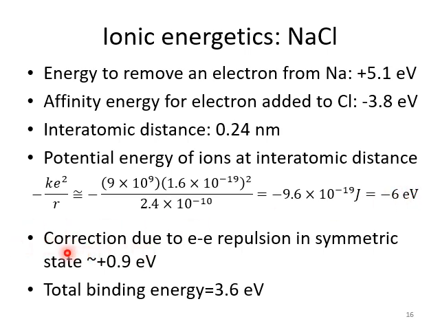We do have to make an additional correction because in this system, when we put these two ions so close to one another, the electrons on the ions actually repel one another, and the nuclei repel one another, even though overall the ions have opposite charges, but when they get close enough together, they're going to repel. And the energy that costs is about 0.9 electron volts when you do the calculation. So the total binding energy comes out to be 3.6 electron volts.